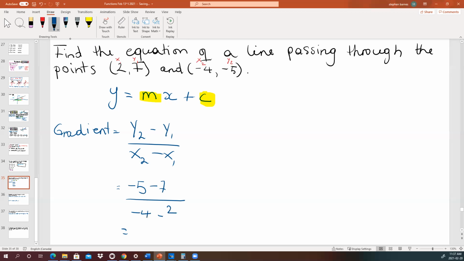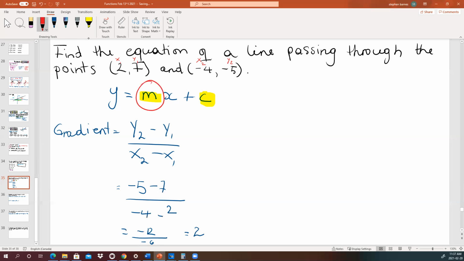That will give us negative 12 all over negative 6, and negative 12 over negative 6 looks like positive 2. Yes? Positive 2. So that's our gradient. You just found your gradient by using these two points that you got in the question. So you found this. The next thing you need to find out is the c.